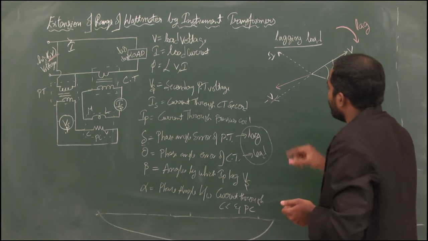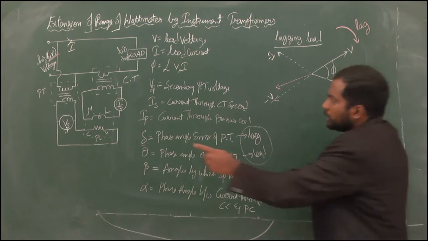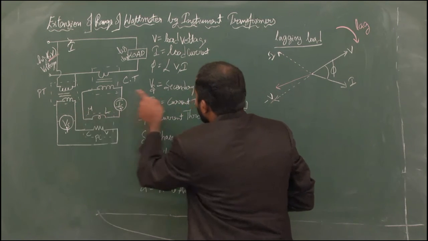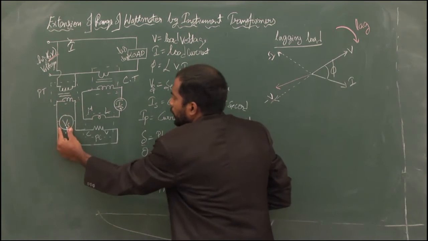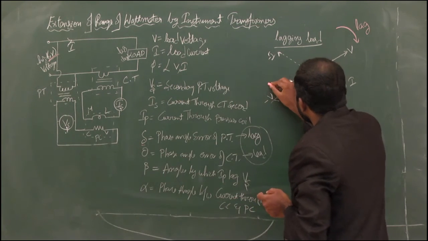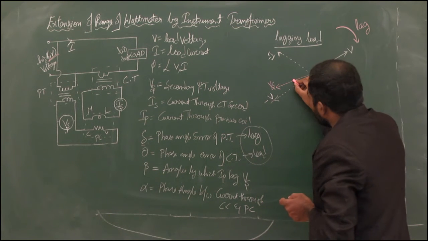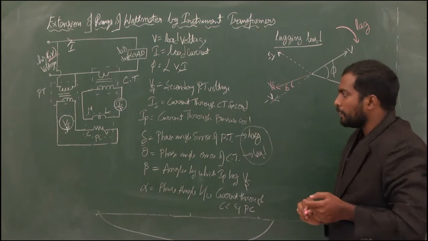So what is this vector? Voltage across the secondary of your PT. So what is the voltage across the secondary of your PT from this diagram? It is nothing but Vs, as I already mentioned, and you can see in the diagram also. Vs is nothing but the voltage across the secondary of PT. They are connected in parallel. So this is nothing but Vs, right? And the phase angle difference is nothing but del.